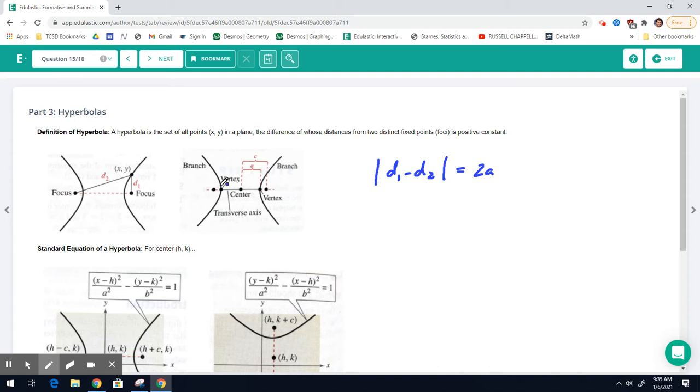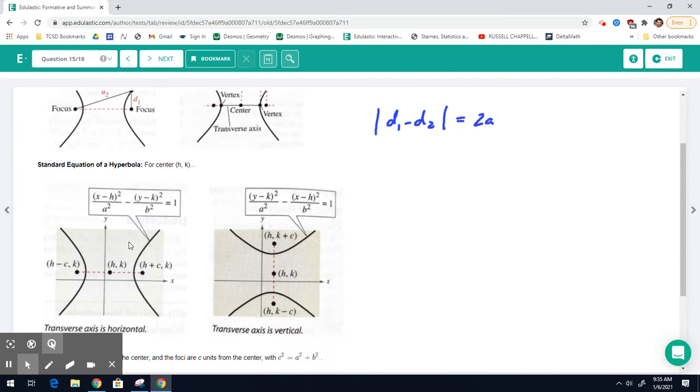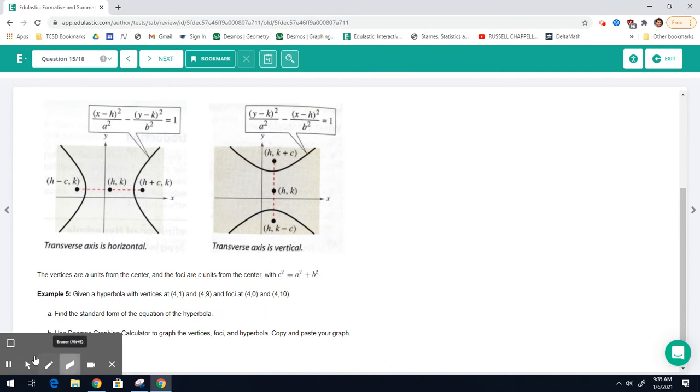All right. So now, when you come down here, here's your two equations, depending on which way your hyperbola is open. So notice the minus sign in between your x and y. When your hyperbola is open horizontally, the transverse axis is horizontal. That means the x comes first, and the y is negative. When the hyperbola is open up or down, that means your transverse axis is vertical. Your y is going to be positive in front. Your x is negative. Okay.